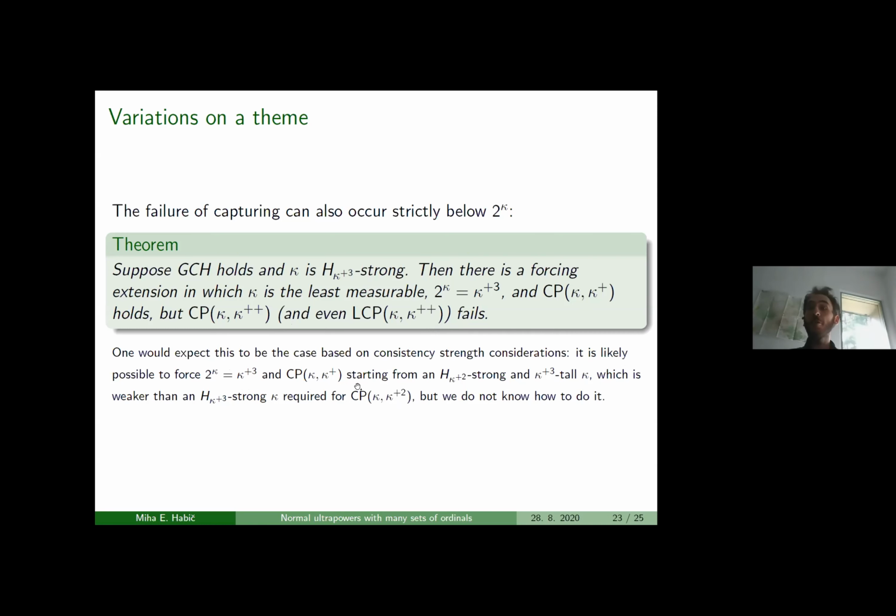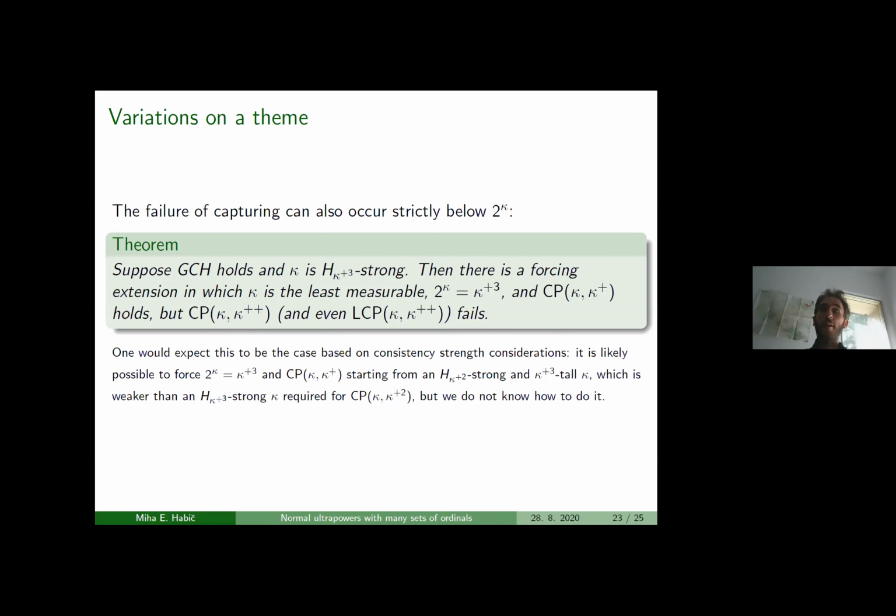All right. So if we knew how to force 2 to the kappa is kappa plus 3 and CP kappa kappa plus from what seems to be the optimal hypothesis, then we wouldn't have to do extra work to show that CP kappa kappa double plus fails, because we would know that it fails based on consistency strength grounds. But for our argument, we seem to need crucially this stronger assumption, like the full H kappa plus 3 strongness. And then we needed to do extra work to see that we got capturing at kappa double plus to fail. All right. So I think calibrating the exact large cardinal you want to start with here is sort of an interesting question still.